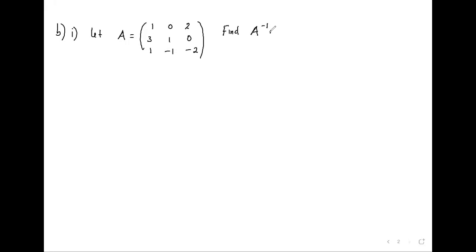To find the inverse, the formula for the inverse is 1 over the determinant of A multiplied by the adjoint of A. To find the adjoint of A, you get the cofactor matrix of A and transpose it. So we start. What is the determinant of A?